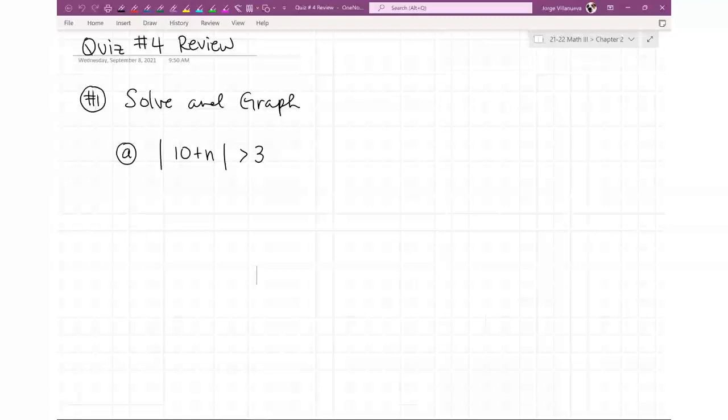Solving and graphing for the first one. Now, your objective whenever you're doing absolute value inequalities is to always have the absolute value by itself. Right now you can see it is by itself on the left side. There's nothing multiplying it, nothing dividing it. Once you do that, you're going to have to make a decision: is this an and or an or problem?